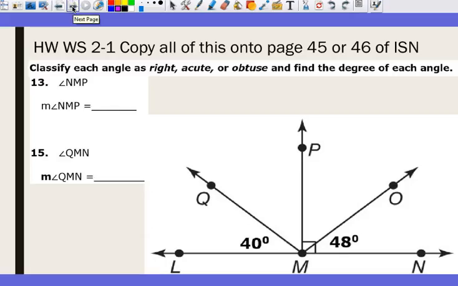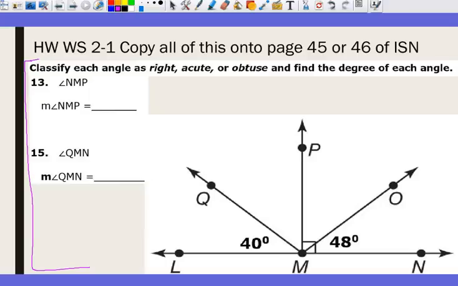All right, I'm going to give you guys 4 minutes to write all of this on page 45 of your ISN. It is off of your homework, yes, but I want you to write it in your journal too. All right, we're starting again.